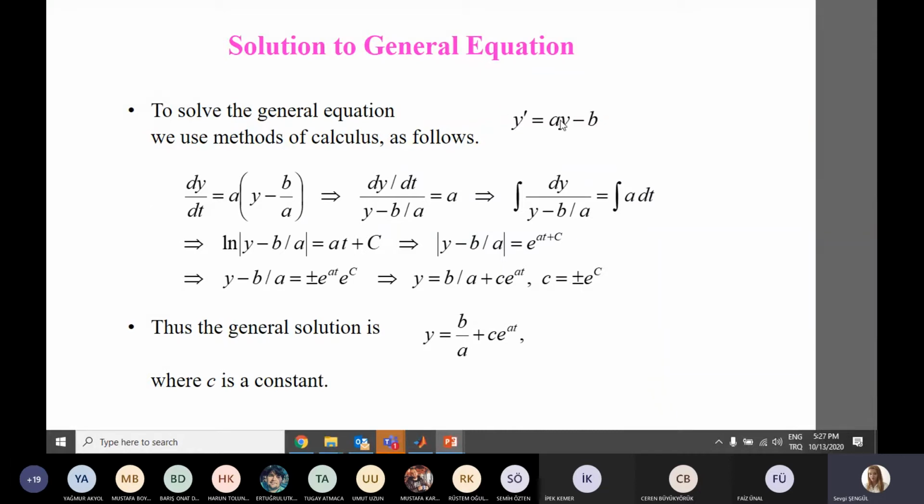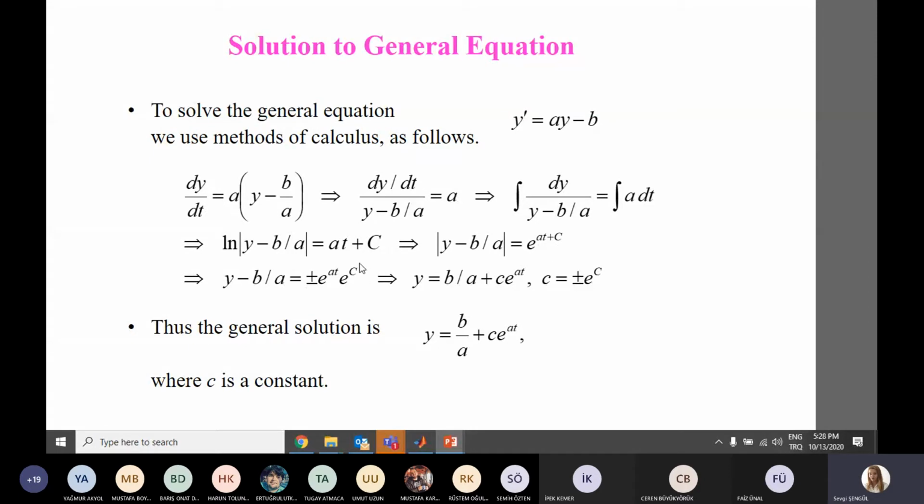Just factor out the a first, the coefficient of y, and then move the y term under the dy and move dt to the right hand side, which means collect y terms on one side, t terms on the other side, take the integral. This integral will be ln of y minus b over a, equal to at plus c. Get rid of the ln by taking the exponential: y minus b over a equals e to the power at plus c. I can write this as a multiplication, e to the at times e to the c.